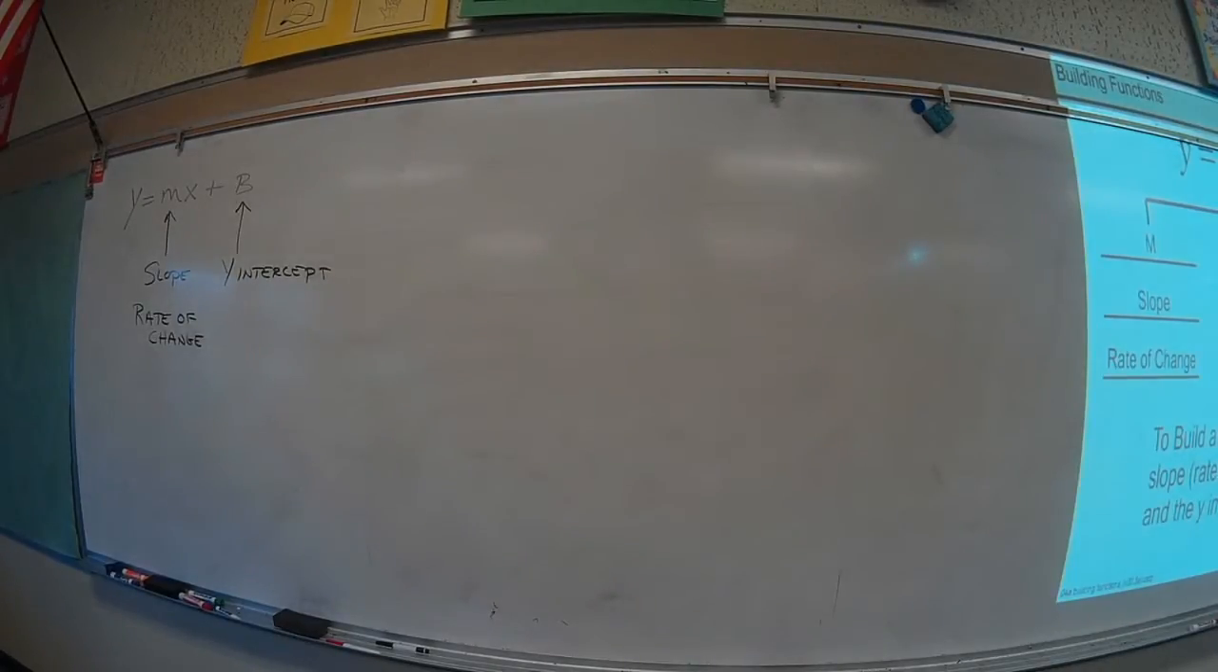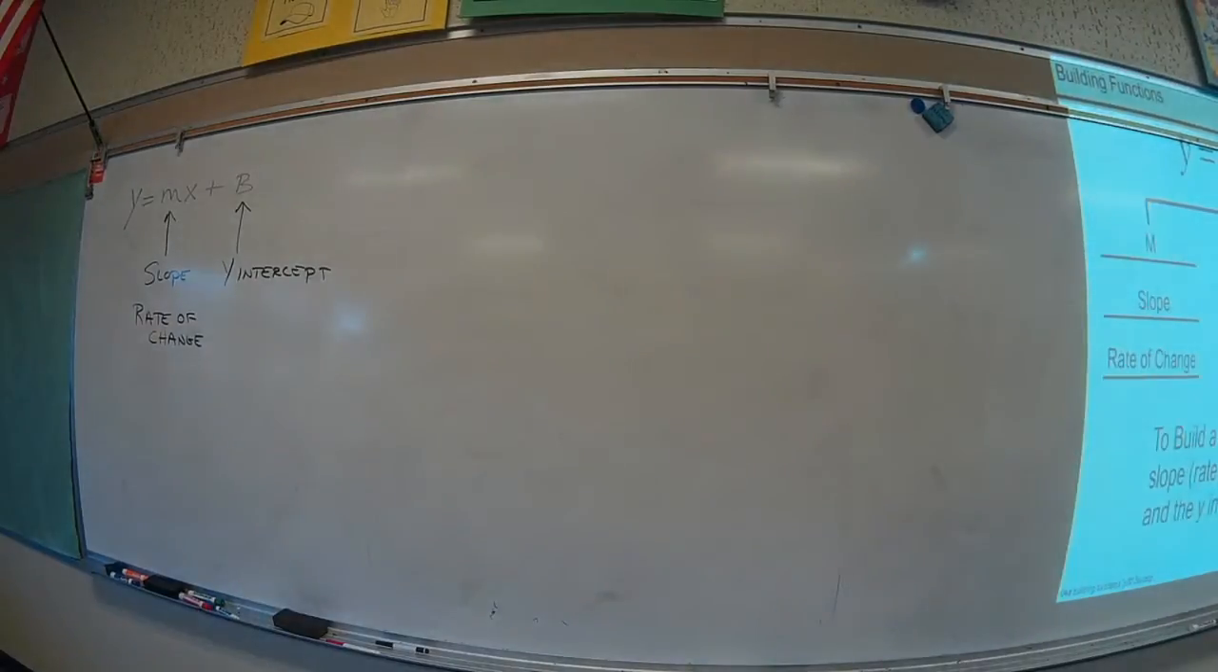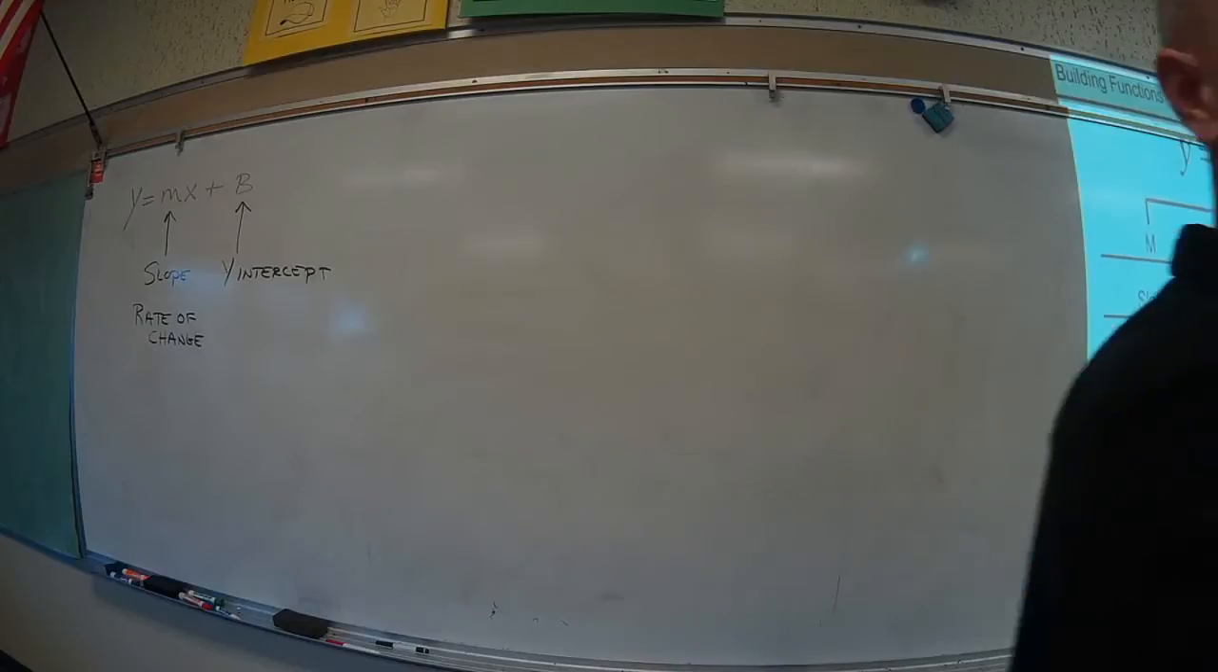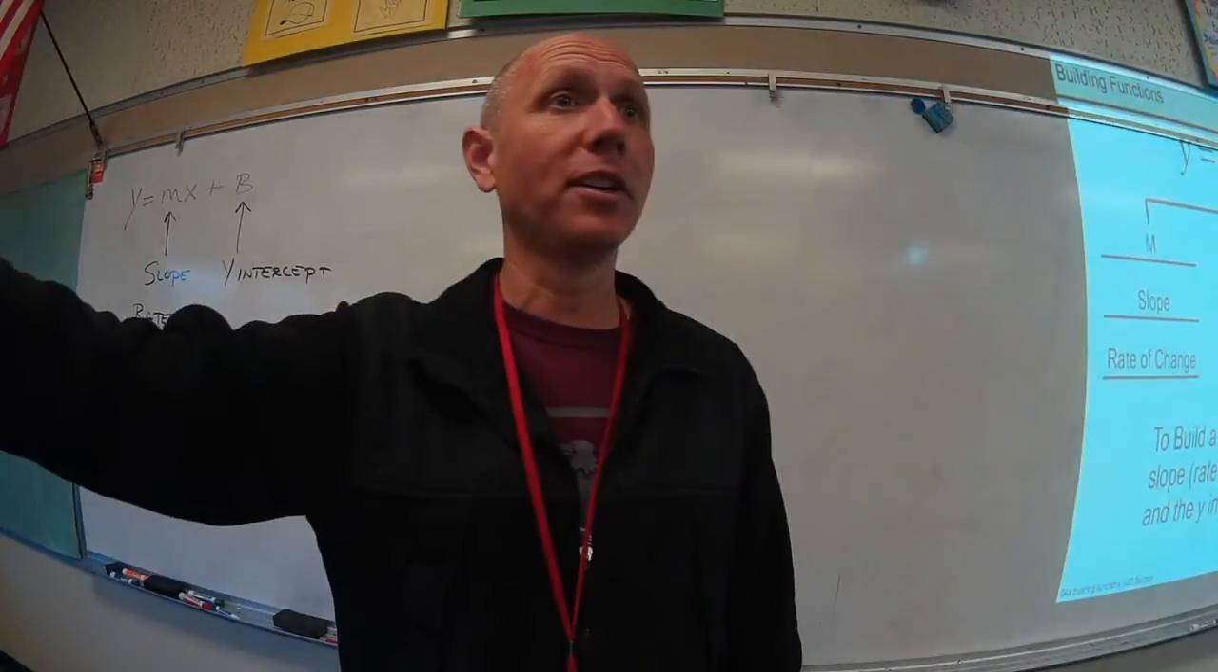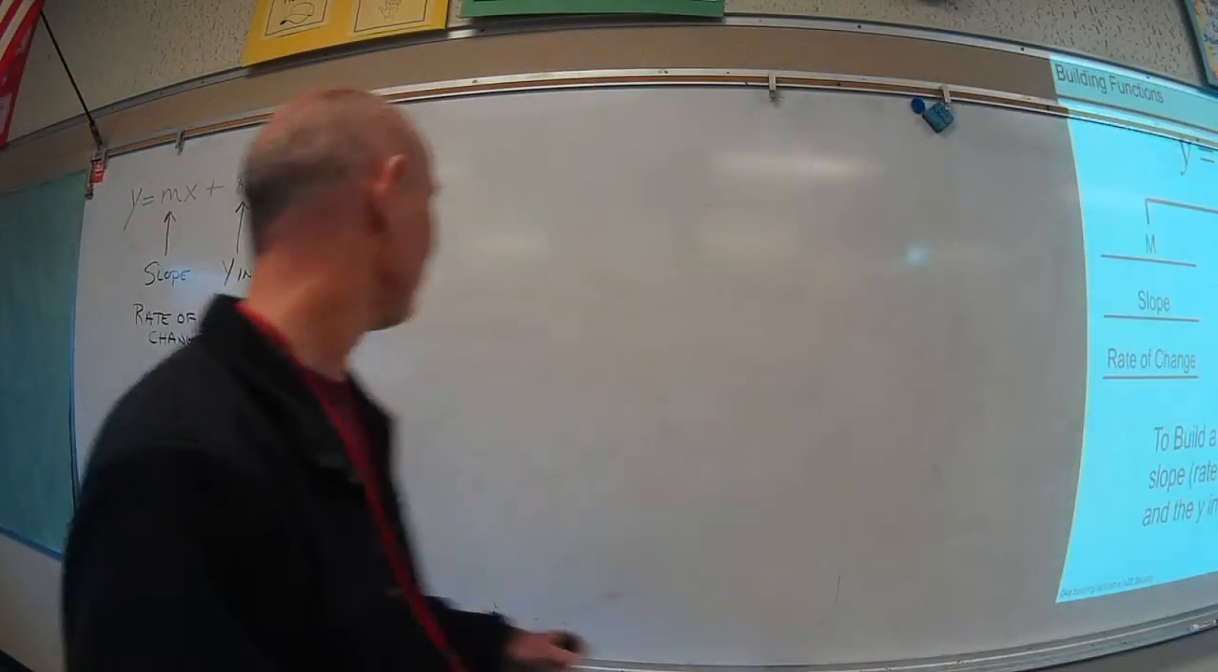If I say slope, you say rate of change. Ready? Slope? Rate of change. Slope? Rate of change. It is the same thing. If I say rate of change, you say slope. Rate of change? Slope. If I say Talitha, you say brown. Talitha? Brown. Talitha? Brown. Good.